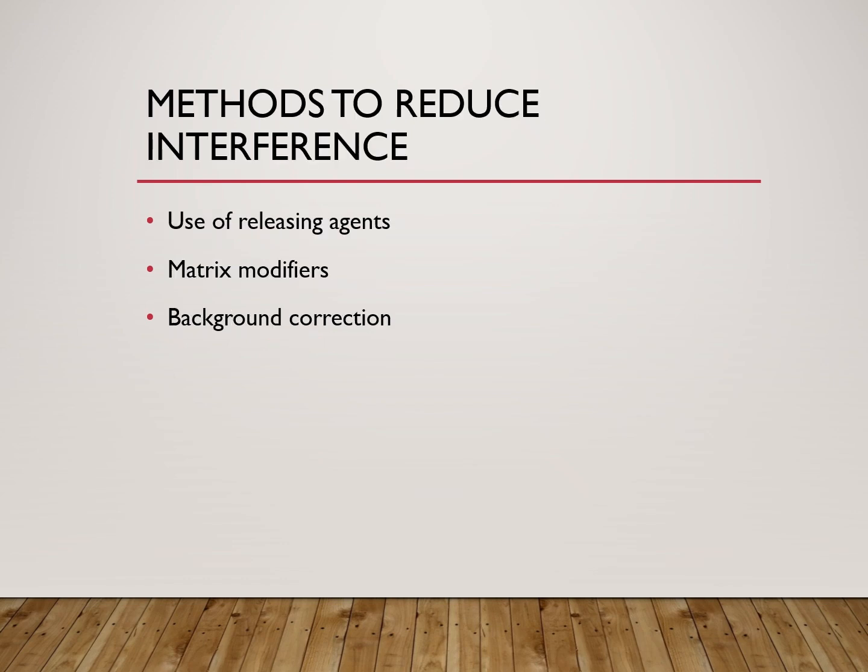Methods to reduce interference: interferences can be minimized by using releasing agents, protective agents, matrix modifiers, and appropriate background correction techniques. These are methods which are used to reduce the interference. We can use releasing agents and matrix modifiers. These are the methods by which we can reduce the interferences in the results.